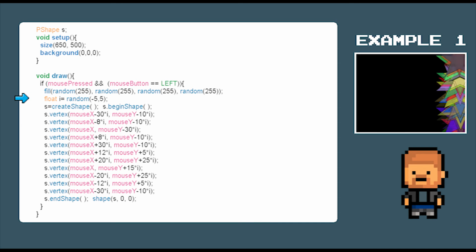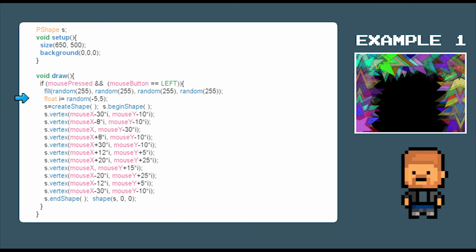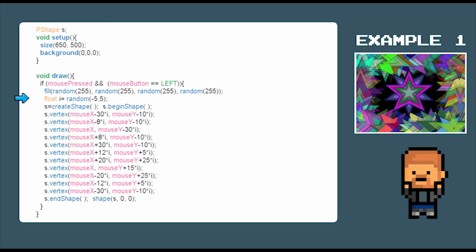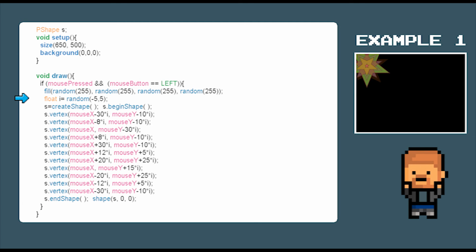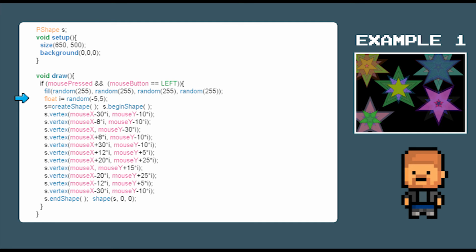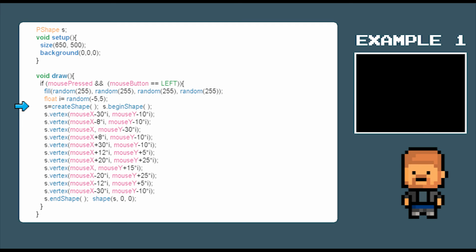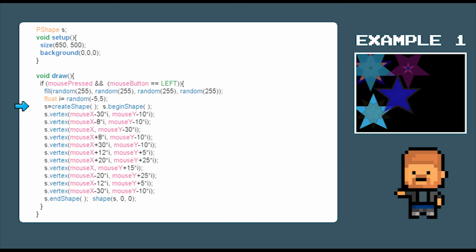The next command, float i equals random -5 to +5, creates a number between -5 and +5 and assigns it to the letter i. This i stands for scale. If the i is 1, it will draw a small star. However, if the i is equal to 4, it will draw a large star. The next command, S equals createShape, tells Processing we are now going to create that shape that we declared at the top of the program.